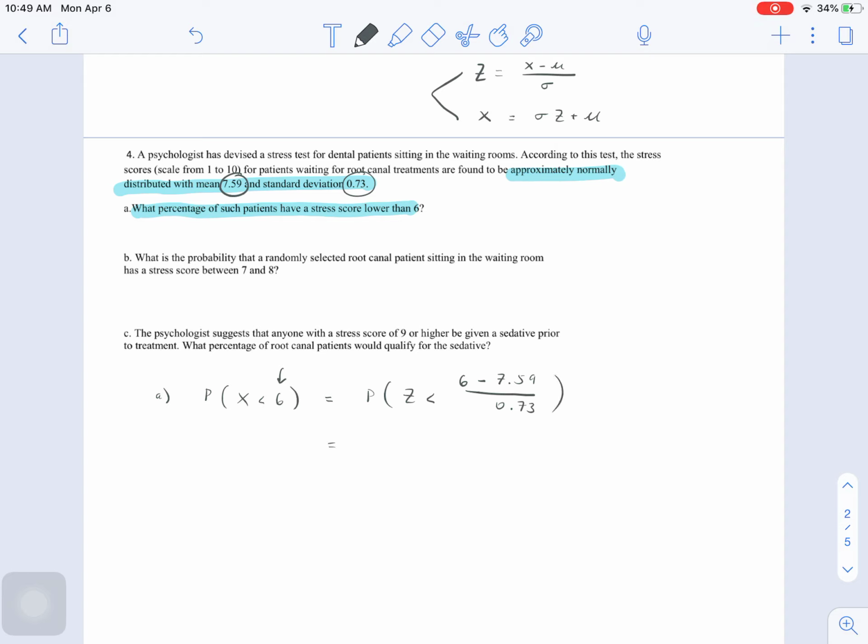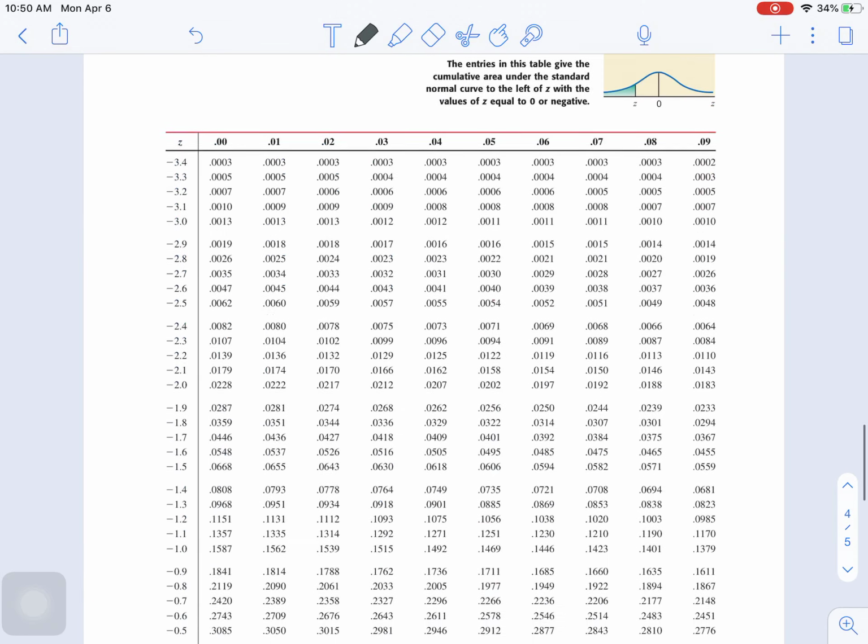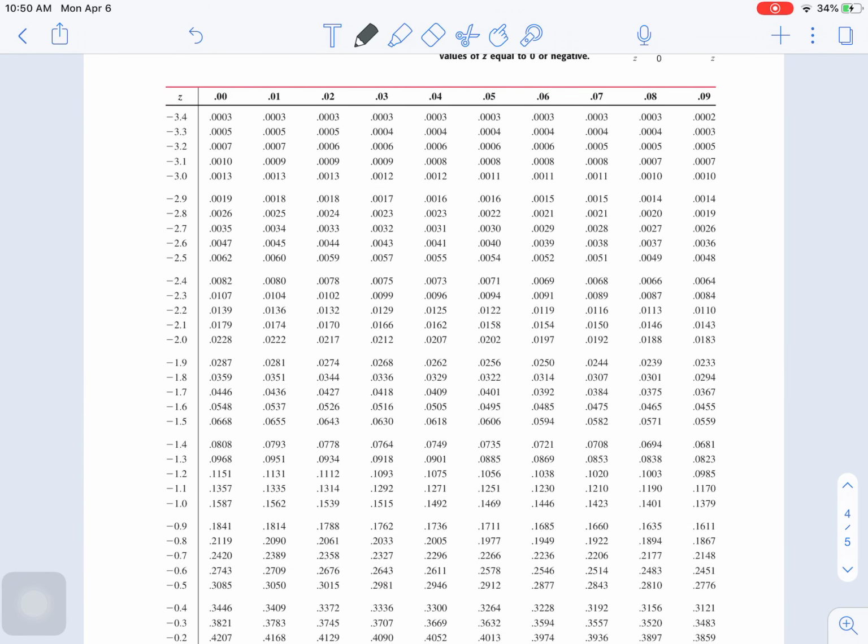So I can plug this into my calculator and get that 6 minus 7.59 divided by 0.73 is negative 2.17. Now, using my z-table, I want to find the area to the left of negative 2.17. I can just find negative 2.17 on my z-table and read off the corresponding probability. Negative 2.1 is here. Therefore, the area to the left of negative 2.17 is 0.0150.